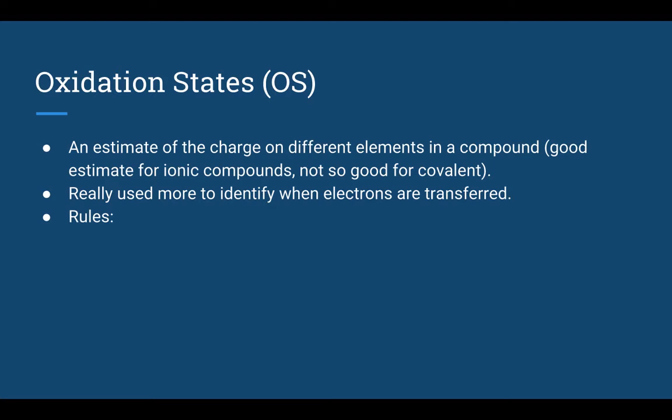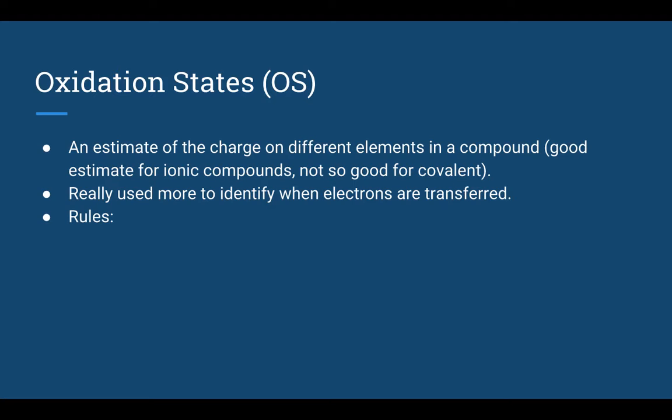So the first thing we need to be able to do is know what an oxidation state is and how to identify an oxidation state. So an oxidation state is an estimate of the charge on different elements in a compound. So it's kind of like the formal charge we talked about when we were drawing Lewis structures. Formal charge is a fairly good representation of charge in covalent compounds, covalently bonded compounds. Oxidation state is a good estimation of charge on ionic compounds. And again, both of them are not terrifically great. Oftentimes, we're just trying to keep track of electrons when we're talking about formal charge or oxidation state.